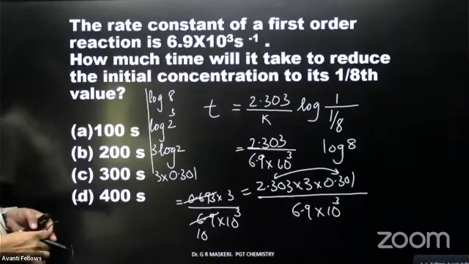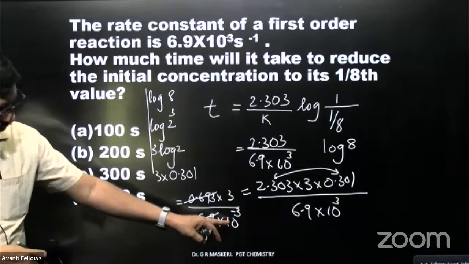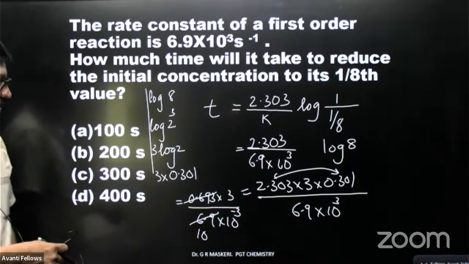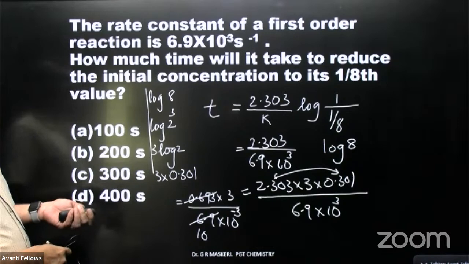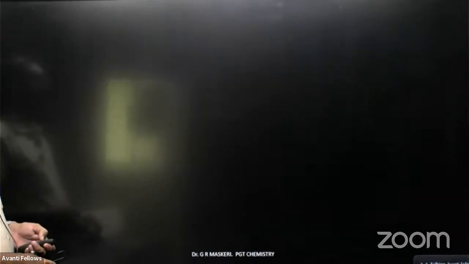Okay. And if it is minus 3, then we'll get the value 10 to the power minus 2. If it goes up, it will be 10 to the power plus 2. 3 into 10 to the power plus 2 is 300. Right, this is the way we have to do. Therefore, 300 seconds we have got.